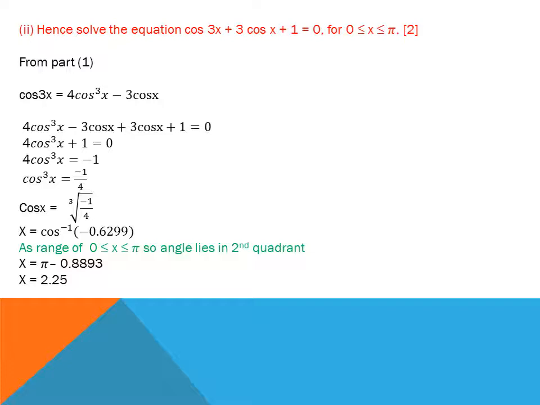So x is equal to cos inverse of this. As the range of x is greater than 0 but less than pi, the negative sign means cos lies in the second quadrant, because cos is negative in the second quadrant and positive in the first quadrant in the range of this question. I will find the basic angle, which is 0.8893. I subtract this angle from pi, because the angle lies in the second quadrant. So x is equal to 2.25 radians. Don't use degrees here, because when the question is given in the pi form, then you should use radian mode.